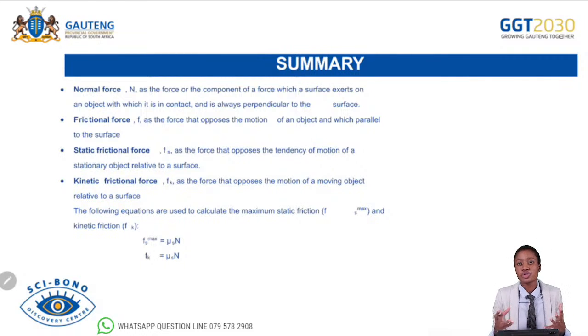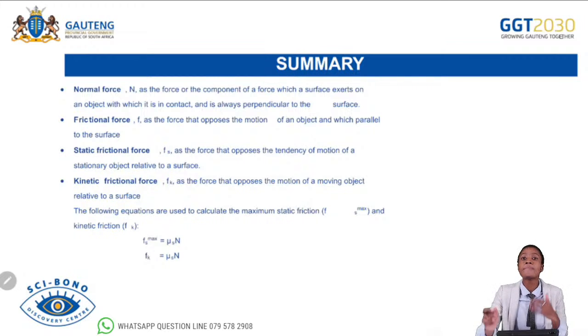We learned about the frictional force, the force that opposes the motion of the object and is always parallel to the surface, regardless of whether it's an inclination or a flat surface. It is going to be the parallel component. We learned the static frictional force as well as the kinetic frictional force. We said that static is the force opposing the onset of motion, basically on a stationary object. It doesn't move, but it experiences that force.